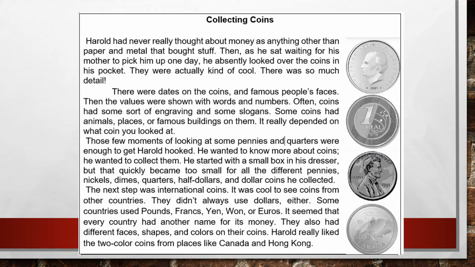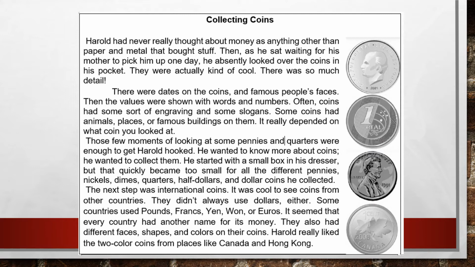Then the values were shown with words and numbers. Often, coins had some sort of engraving and some slogans. Some coins had animals, places, or famous buildings on them. It really depended on what coin you looked at. Those few moments of looking at some pennies and quarters were enough to get Harold hooked. He wanted to know more about coins. He wanted to collect them.